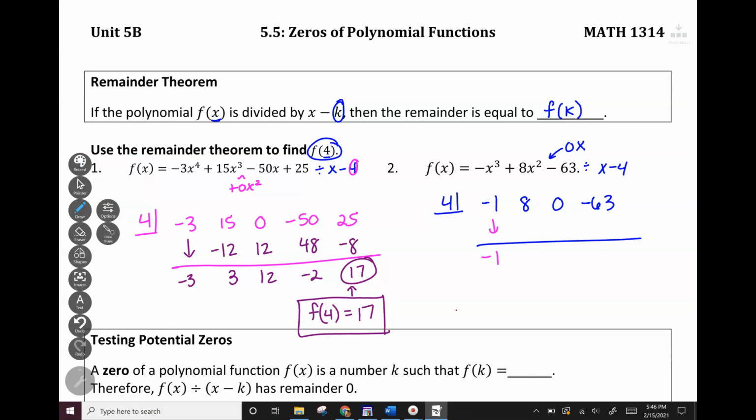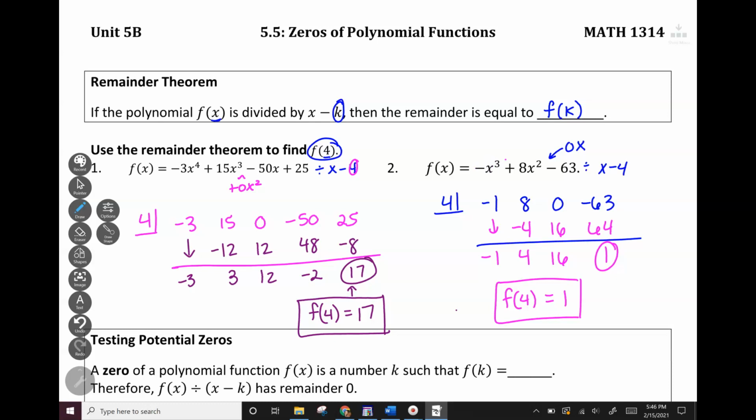Bring down your -1. Multiply 4 times -1. Add, multiply, add, multiply, add, just 1 left over. So this is your remainder. So f of 4 here equals 1. And that was a lot faster than if we had actually plugged in 4 here.